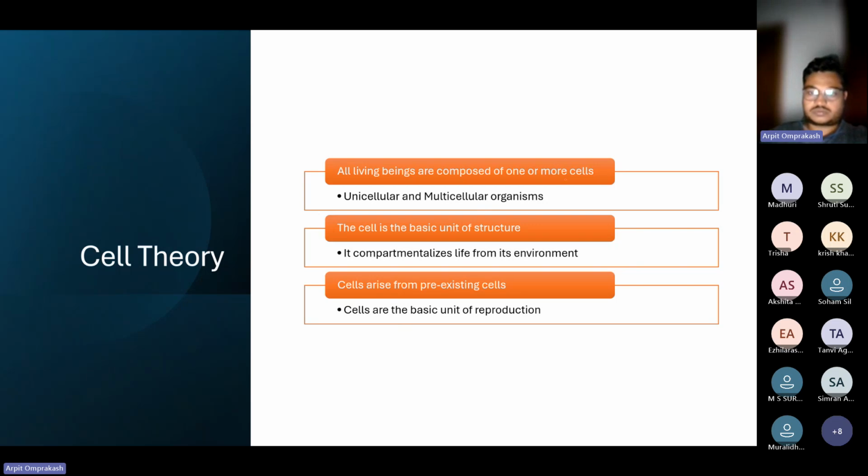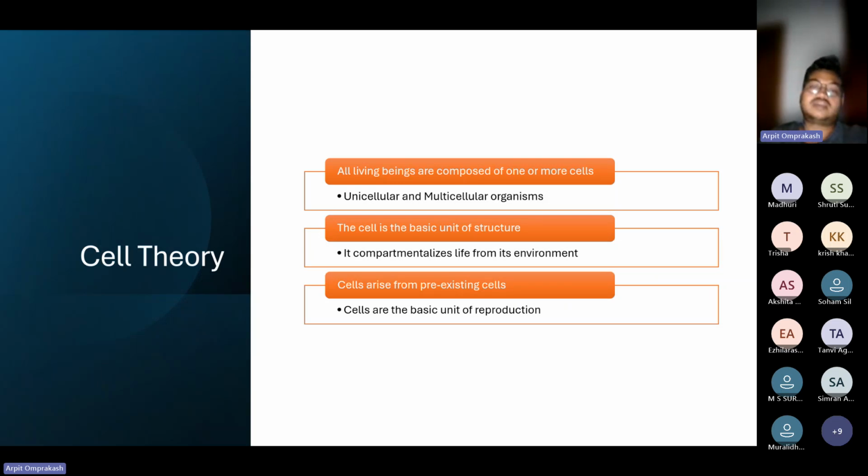Cell theory is what tells us what cells are and how they are formed. Cell theory has three statements. The first is that all living beings are composed of one or more cells. So we have unicellular organisms composed of a single cell, such as amoeba, bacteria, and plasmodium, and we have multicellular organisms such as humans, birds, crocodiles, and tigers, which are made up of more than one cell.